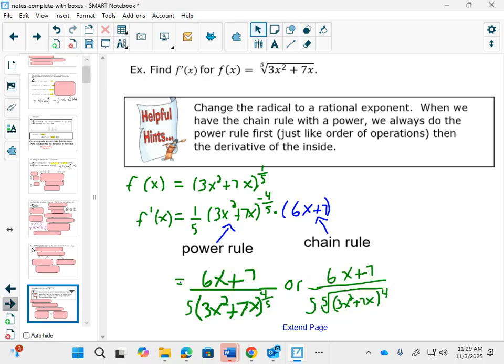And you could write this in a bunch of different ways. You can take that negative 4/5, move it to the bottom of your fraction. You could change that 4/5 back into a radical.